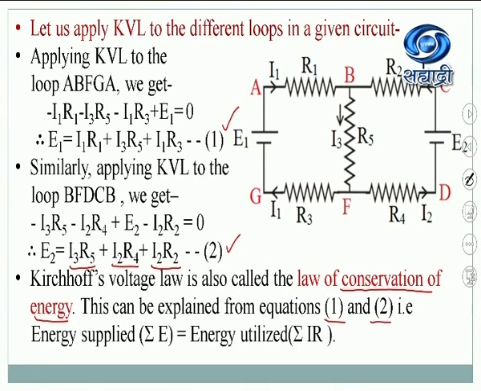What are these two equations? These are nothing but the summation E, which is towards the left side of both equations, equal to the summation IR, which is the right hand side of the two equations. So what is the meaning of the left hand side of the equation, summation E? What is E?